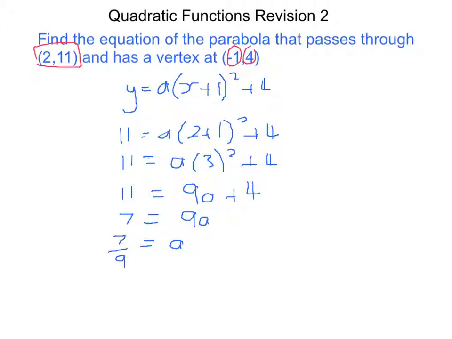So what that will then mean is our equation will be y equals 7 over 9 (x plus 1) squared plus 4.